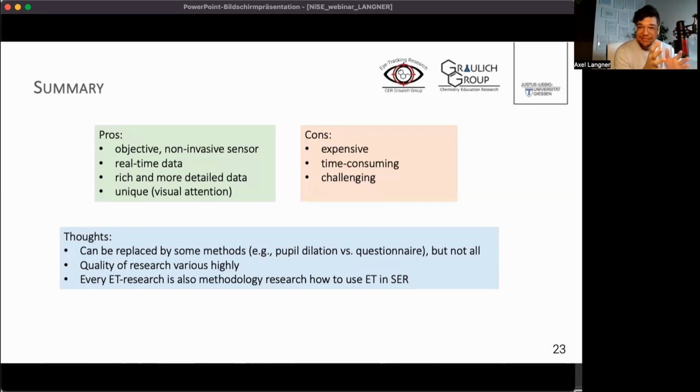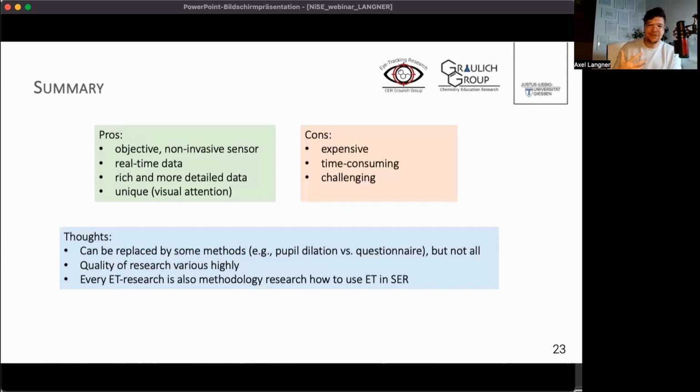It's a cool method. It's pretty fancy. That's why everybody is saying, oh, eye tracking, that's so cool. And I try to use it as well in my future research. And I highly recommend it, but there's a big but. It can be replaced by some methods. For example, if you're just using it to measure cognitive load, you could also use a questionnaire, which is quite cheap. And pupil dilation, for example, is another method.